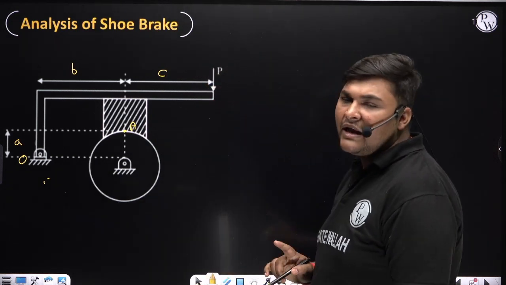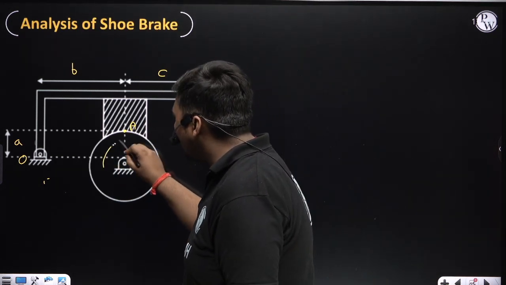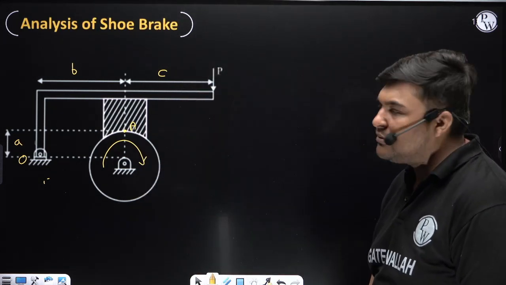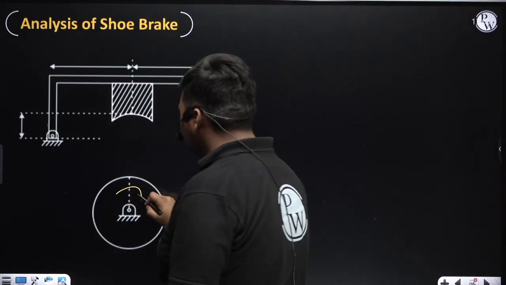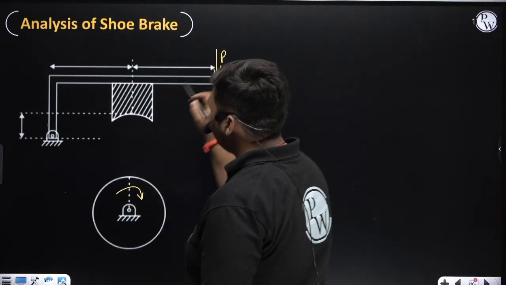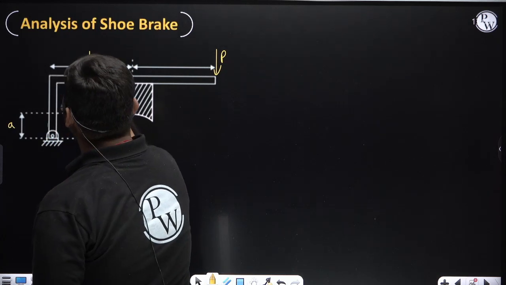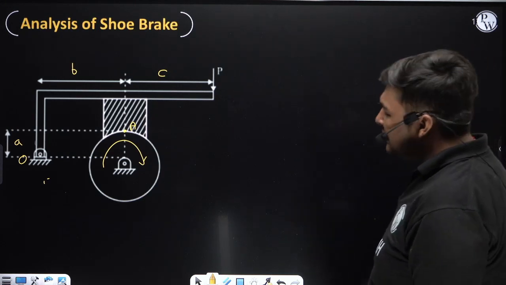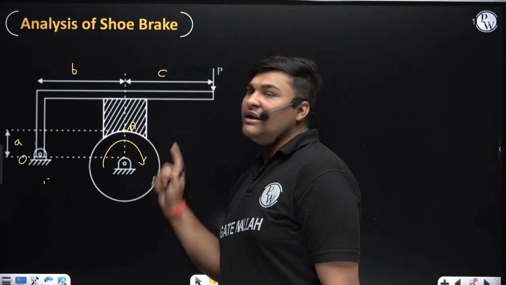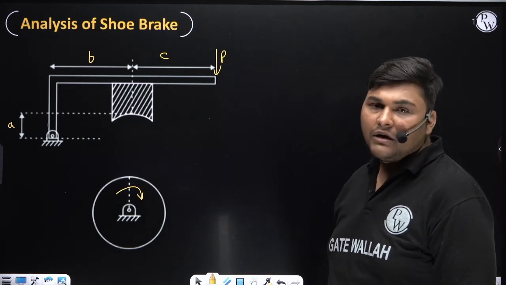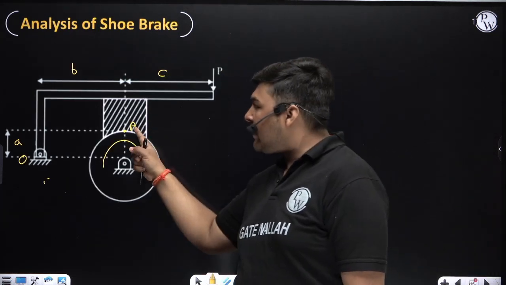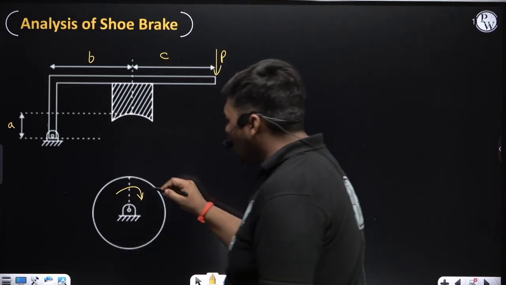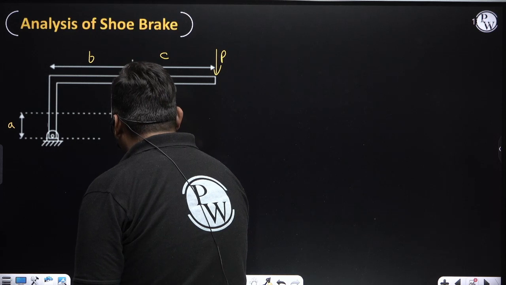Now I am doing the analysis of this shoe brake first for clockwise rotation of drum. So drum is rotating clockwise. Here braking effort P is acting. This distance is A, this distance is B, this distance is C. Now for the analysis, we will always draw the FBD of drum and lever. In drum and lever, contact point is point A because we are replacing this entire contact region with single contact point A.